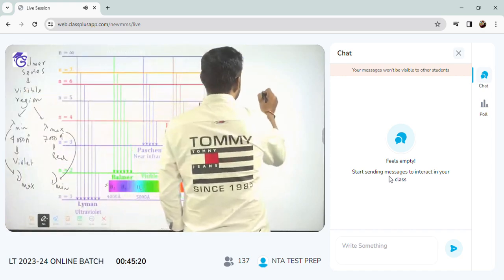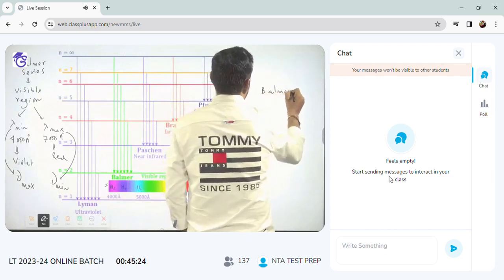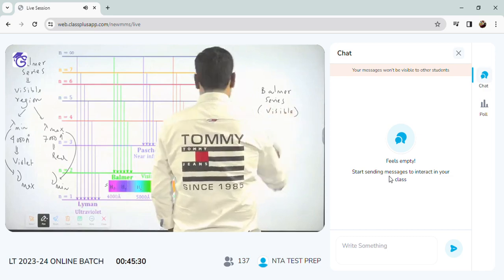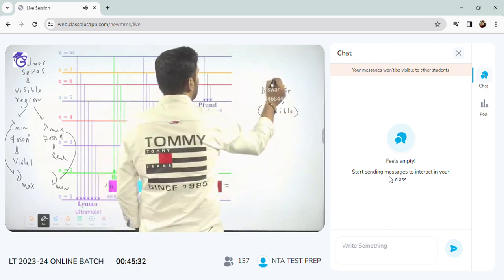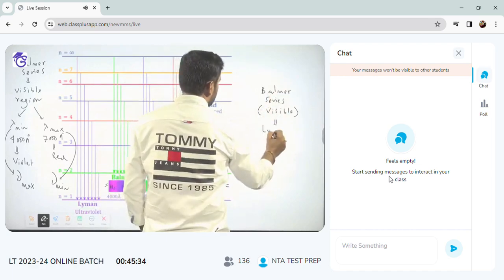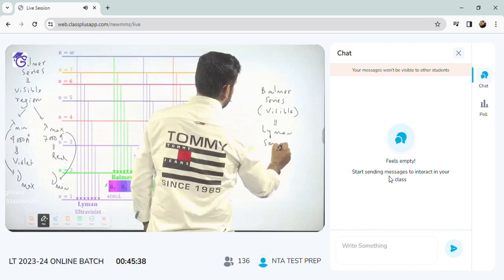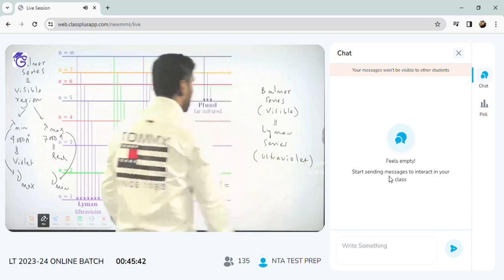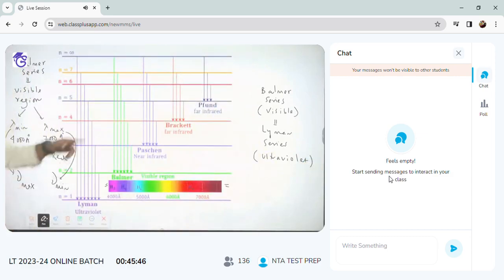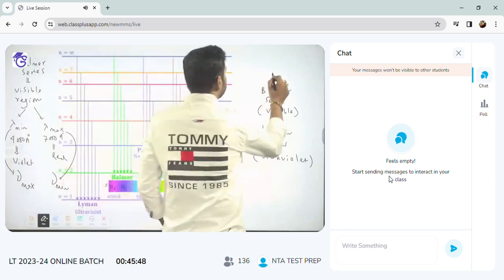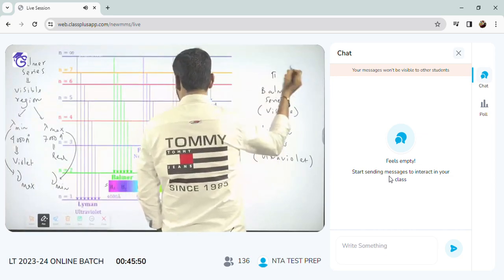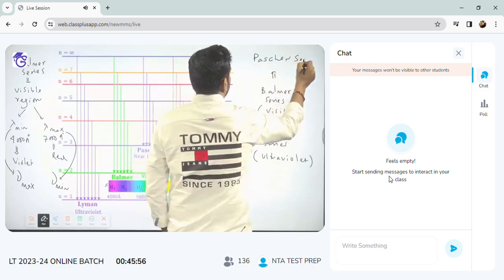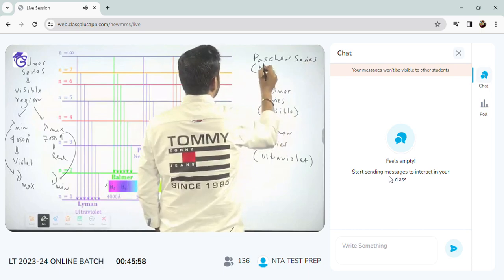So Balmer series, we will remember like it is in the visible region, right? If it is in the visible region, below it, the Lyman series is in the ultraviolet range. How to remember? Below violet, that's why ultraviolet. If you go above, if I talk about the Paschen series, in this series it is near infrared.